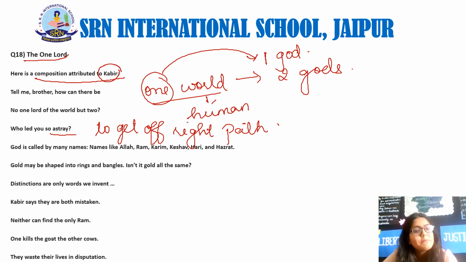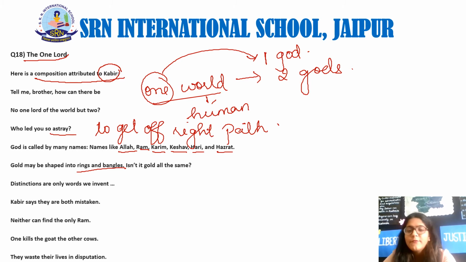God is called by many names, names like Allah, Ram, Kareem, Keshav, Hari, Hazrat. God may be shaped into rings and bangles. Isn't it all gold, the same? Now, Kabirji is explaining that God might have different types of names, but God is only one.